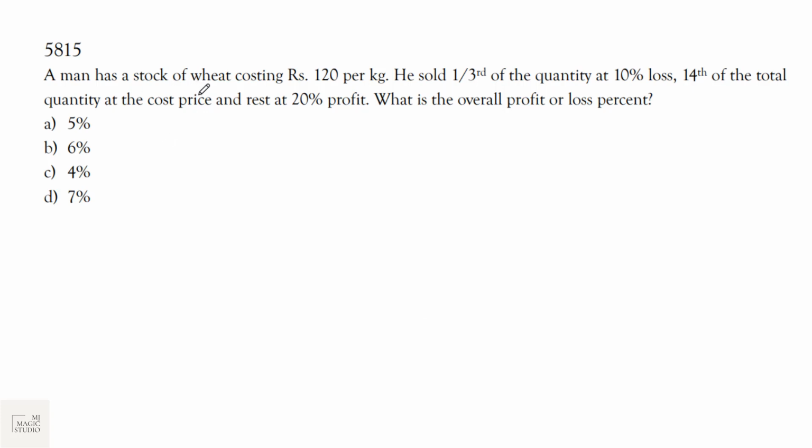A man has a stock of wheat costing 120 per kg. He sold 1/3 of the quantity at 10% loss. Okay, not 140, it should be 1/4. 1/4 of the total at the cost price. 1/4, no profit, no loss.